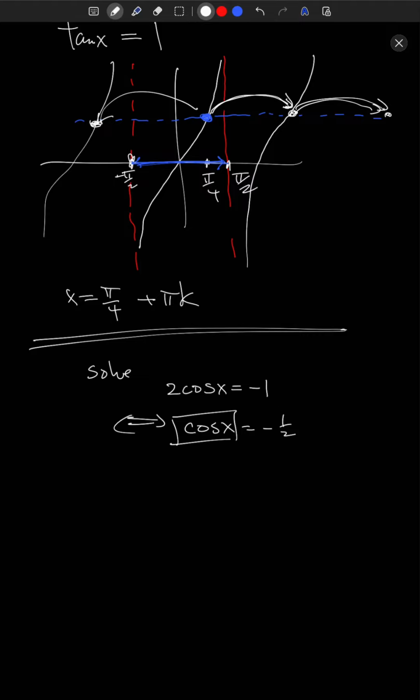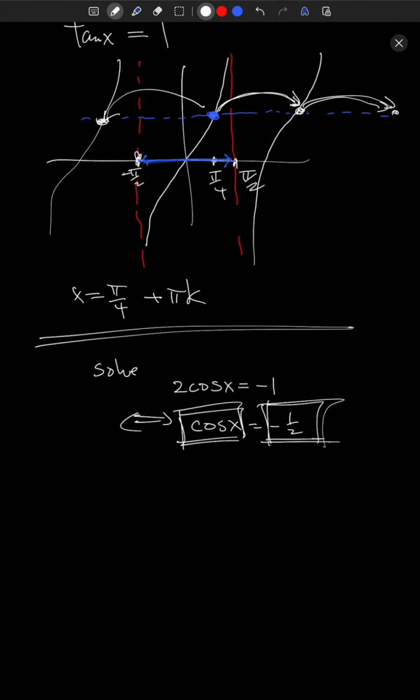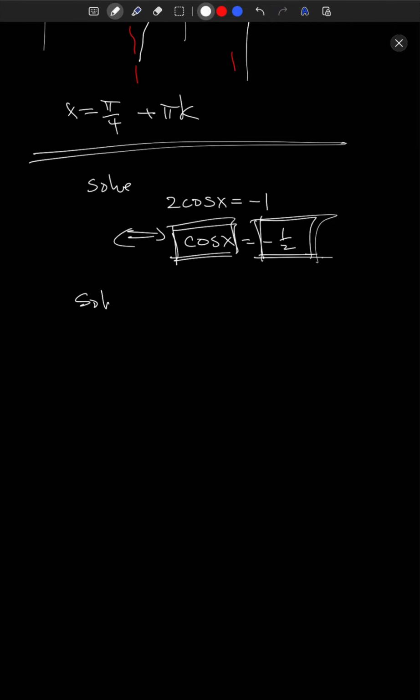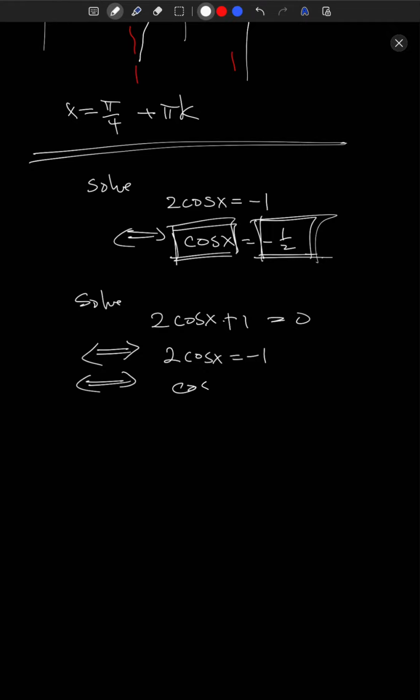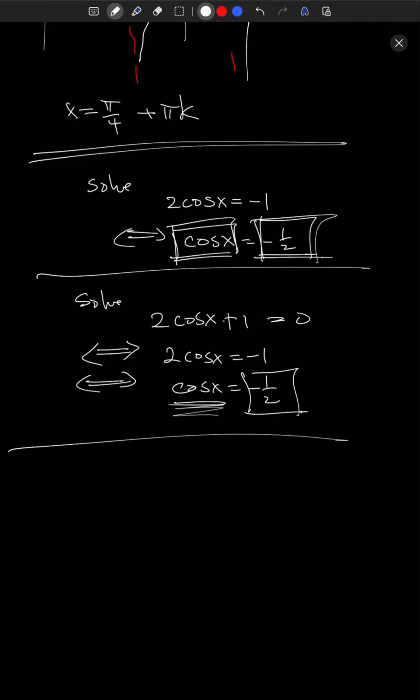Solve cosine of x equals some number, or solve sine of x equals some number. So convert it to a problem that we just learned how to do. Another one: solve 2 cosine x plus 1 equals 0. This doesn't look like anything familiar, but if we rewrite it as 2 cosine x equals -1, that's the same as cosine x equals -1/2. That's the kind of problem we just learned: find cosine x equals some number. So these two problems are secretly the ones we just learned.